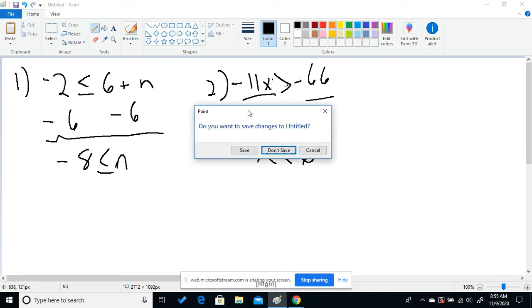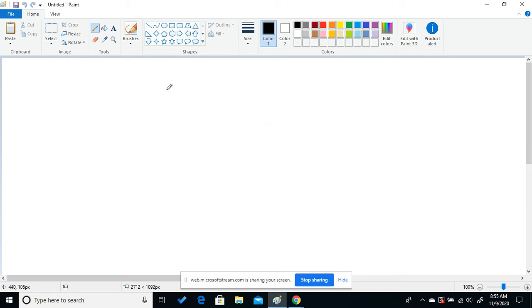So let's take a look at number 3. We have n plus 2 is greater than 19. Okay, so what do we need to do here? We have an n, we're adding 2, it's greater than 19. So if we add 2, we're taking away 2 on both sides. Bring down your n, that would be greater than 19 minus 2, that would be 17. So n is greater than 17.